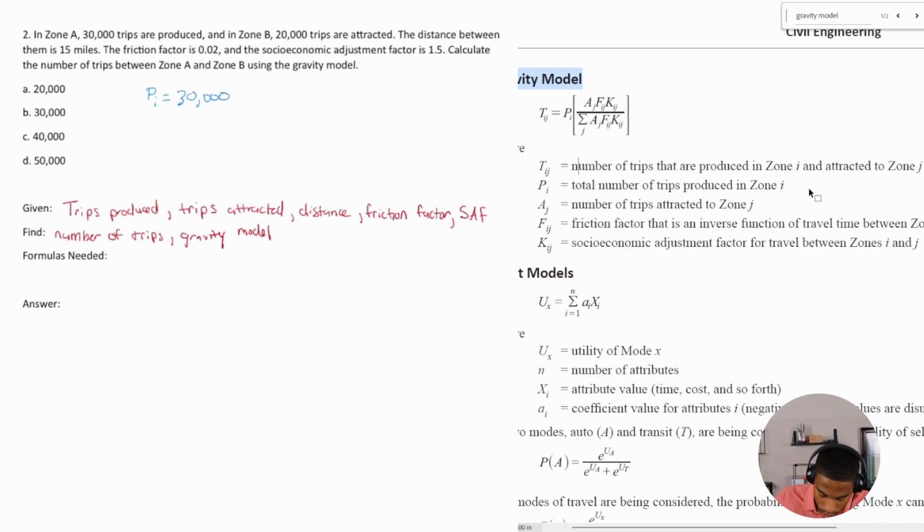My Aj is equal to the number of trips attracted, which is 20,000. My Fij is going to be my friction factor, which in this case is 0.02. And then the Kij is equal to the socioeconomic adjustment factor, which equals 1.5.